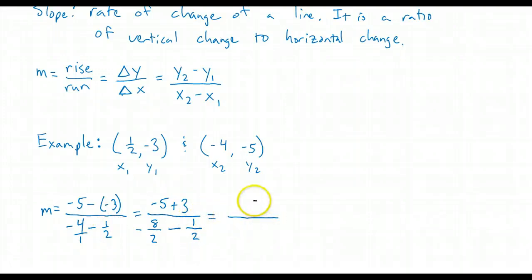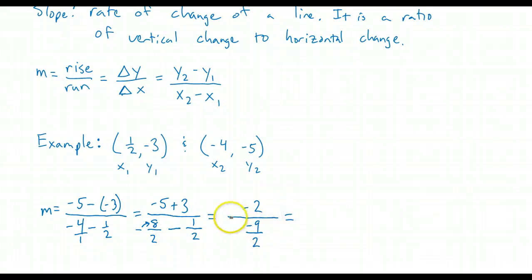Now again, I'm going to keep my numerator and my denominator separate until the very last step. -5 plus 3 is -2. And to subtract fractions, I'm going to keep my common denominator and I'm going to subtract my numerators. So I have -8 minus 1. This negative sign is going to attach itself to that 8. So I have -8 minus 1, which gives me -9.